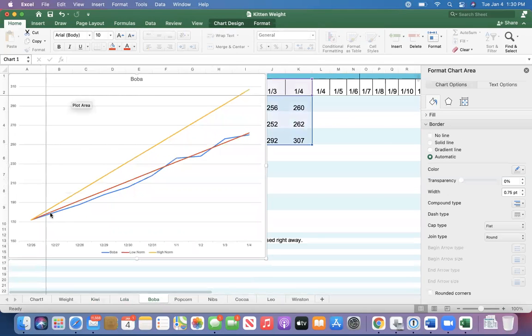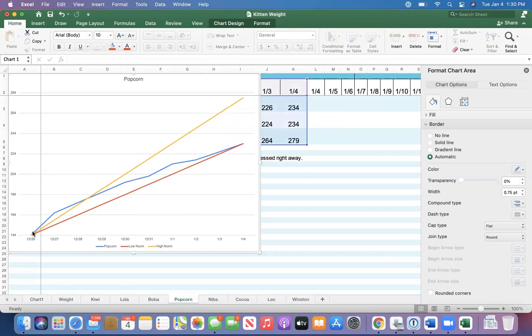Boba has been riding the low line, but doing better lately. You can see Boba was just a little bit below the red line, but almost parallel. And then went above and then below and then above and then below. So it's just kind of riding that low line. So Boba's doing great. For all these, Kiwi, Lola, Boba, keep doing what you're doing.